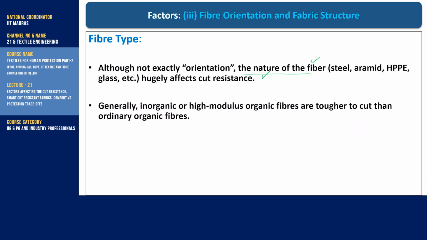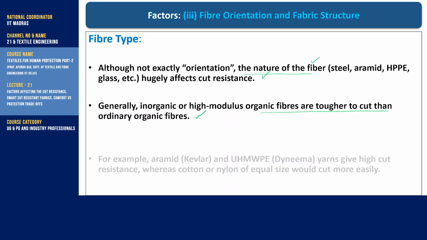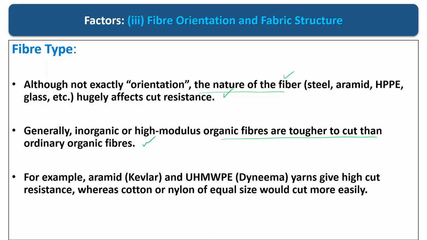Generally inorganic or high modulus organic fibers are tougher to cut than ordinary organic fibers. For example, aramid like Kevlar, ultra high molecular polyethylene like Dyneema yarn give high cut resistance, whereas cotton, nylon of equal size would cut more easily. So, this is due to the polymeric structure we have already mentioned earlier.